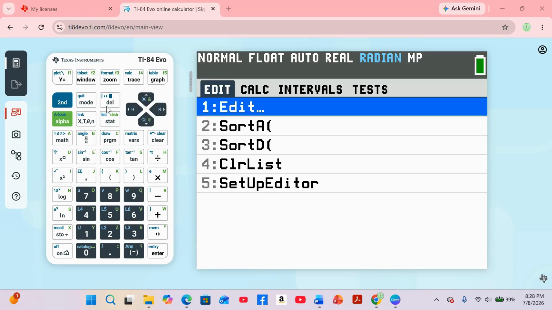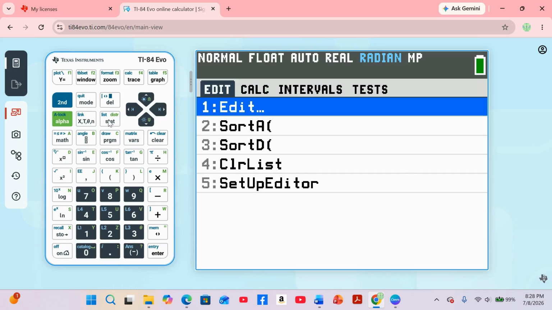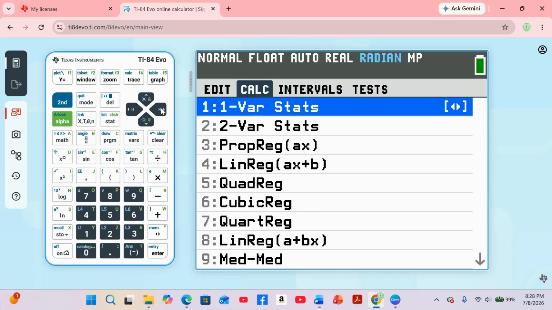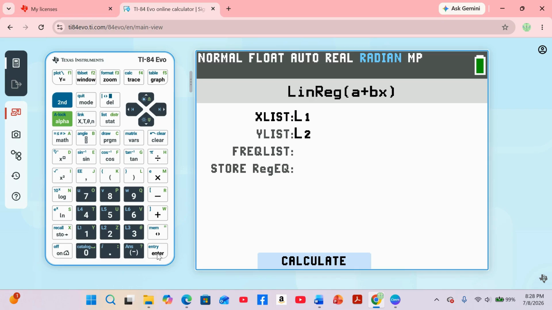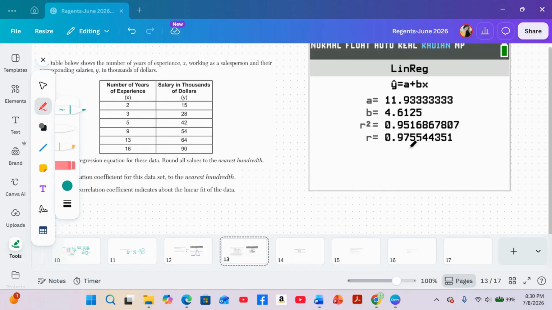Okay, so I went to Stat and Edit and then entered the data. Went back to Stat and we're going to go to Calc. We find the linear regression equation, so we go to 8 and then for some reason this calculator shows it on the window. So this is the information we're looking for.